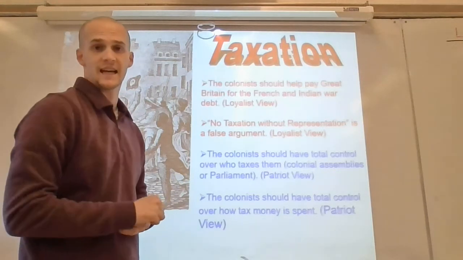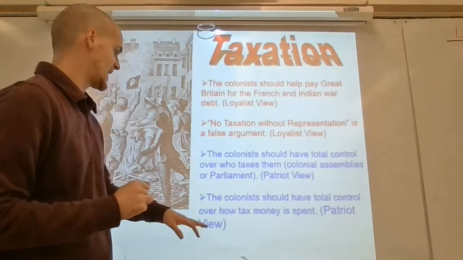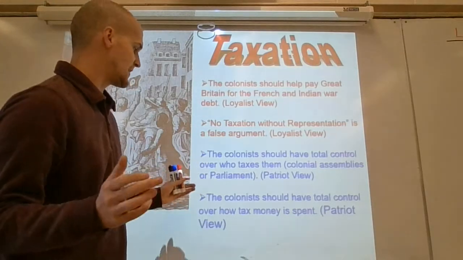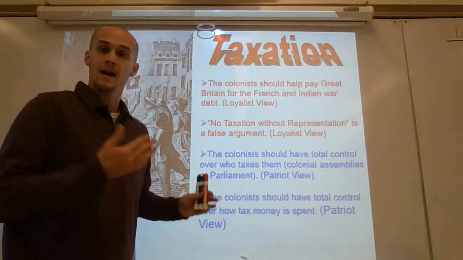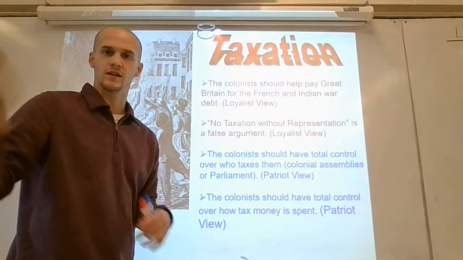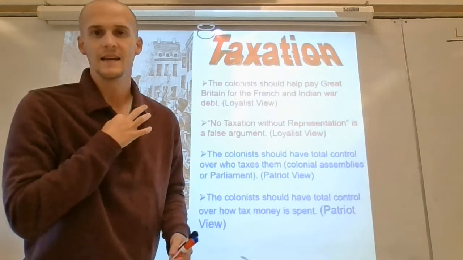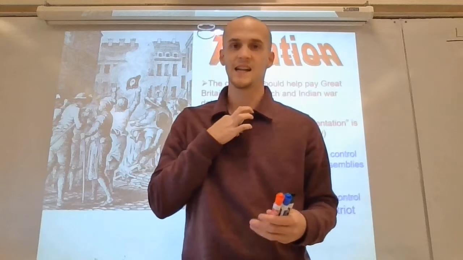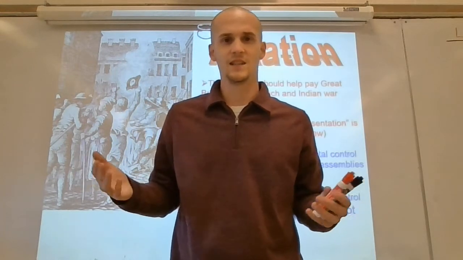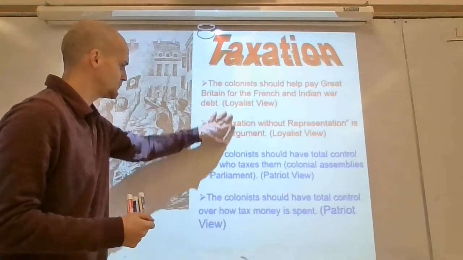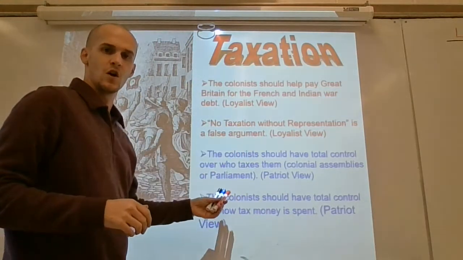The second view on taxation from the Patriot side was the colonists should have total control over how tax money is spent. Right now, they're paying these taxes. It's going to Great Britain, and the king in England gets to decide how this is split up and how that tax money is spent. All right. So again, we're going to take this. We're going to get the gist.